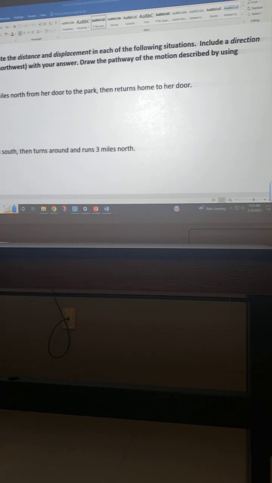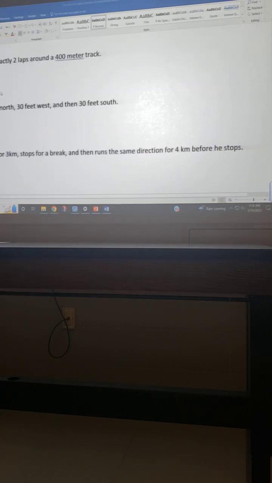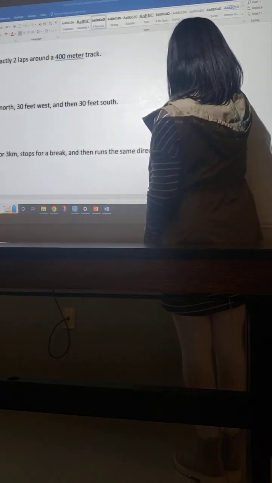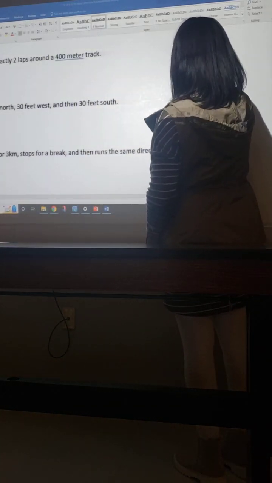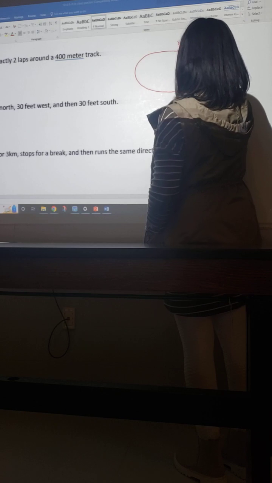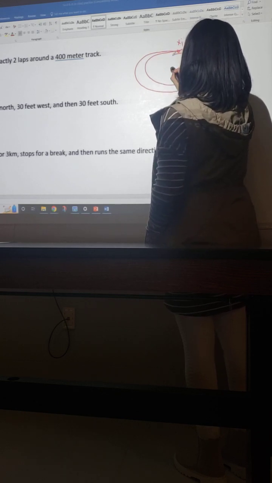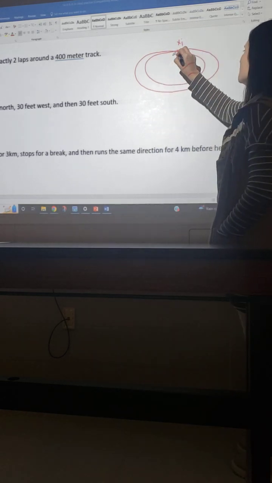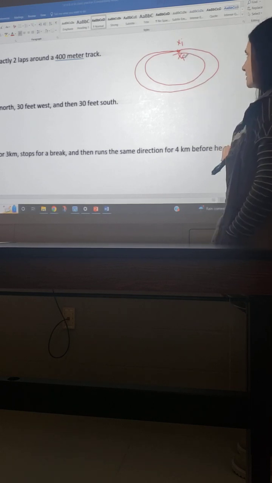All right, so let's look at number 3. So before I forget, I'm going to leave myself room because I'm still doing distance and displacement for all of these. And so Jermaine runs exactly 2 laps around a 400-meter track. So let's say this is where I start, right? There's 1 lap and there's 2 laps. A little messy. And Jermaine ends right there.